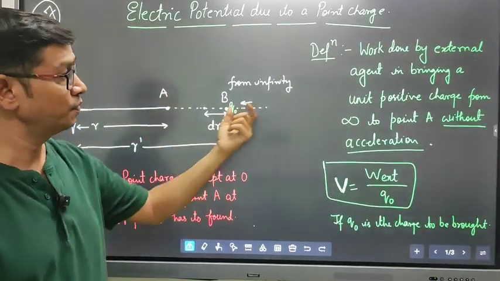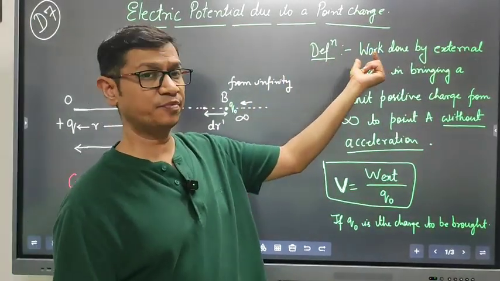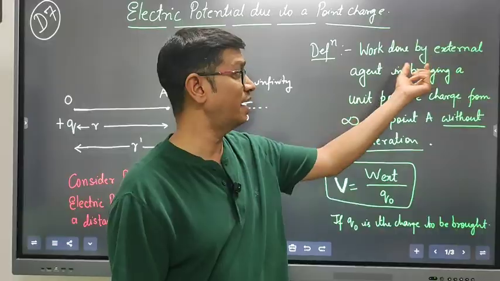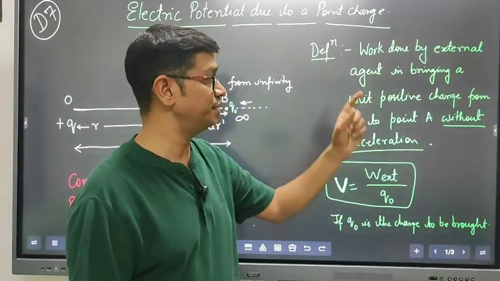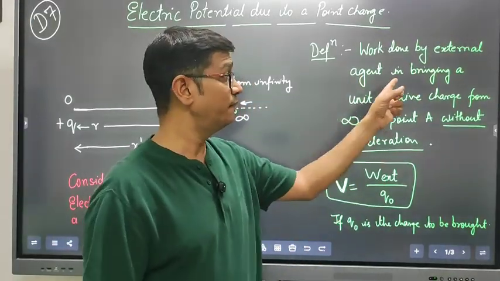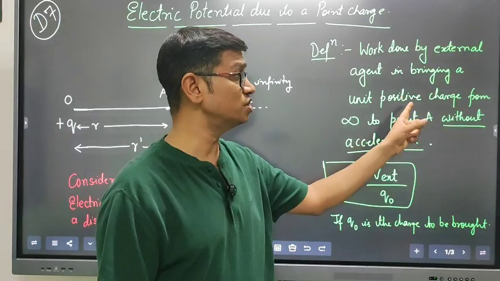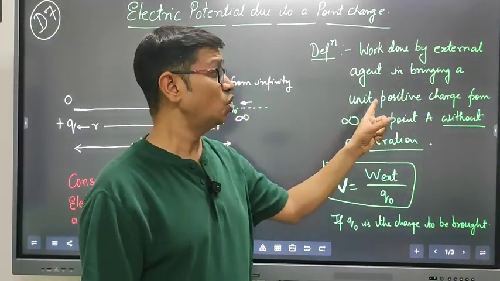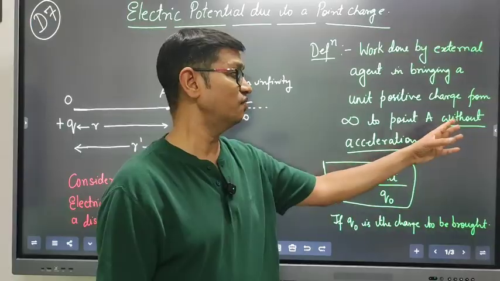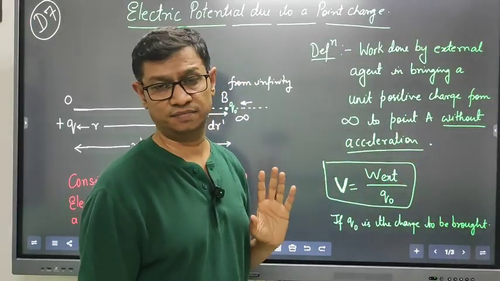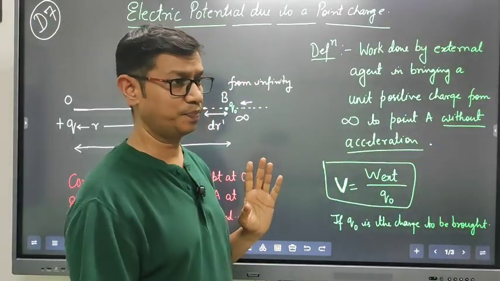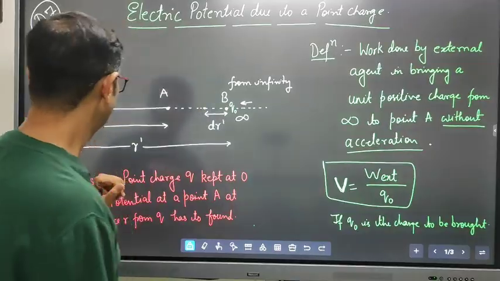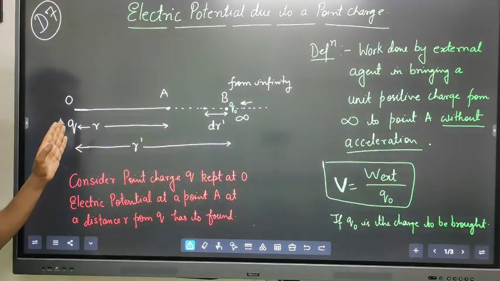derive the formula. The definition of electric potential is the work done by an external agent in bringing a unit positive charge from infinity to a point A without acceleration in an electric field. Okay? So now we are considering the situation.